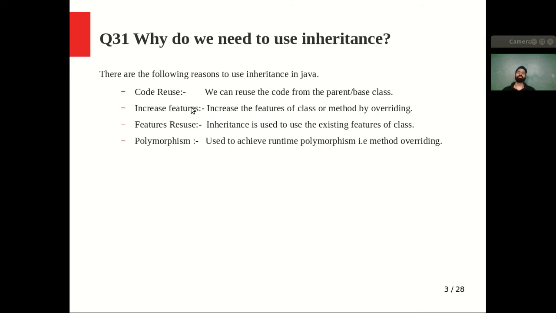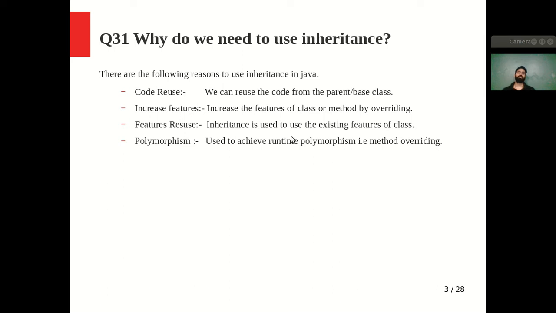So it increases the features actually. So increase the features of a class or a method by overriding. The third point you can give is feature reuse. Inheritance is used to use the existing feature of a class. Let's say that already there is some feature of a class. With inheritance, we can use that feature again in our child class. So that is feature usability.